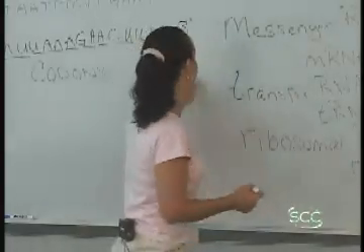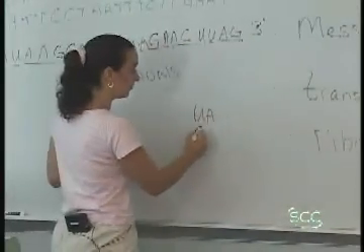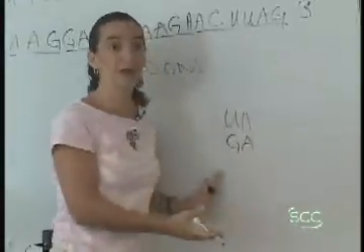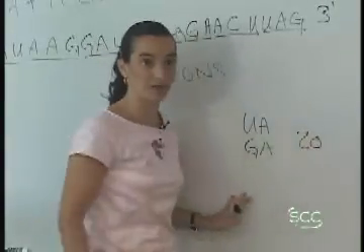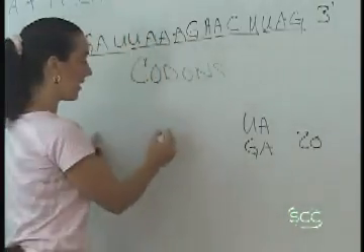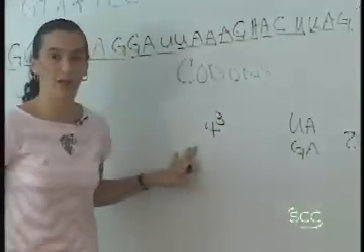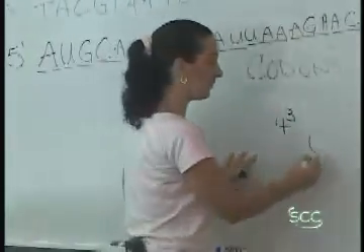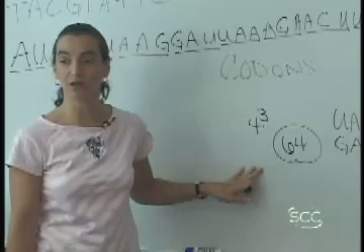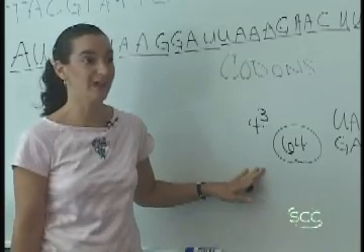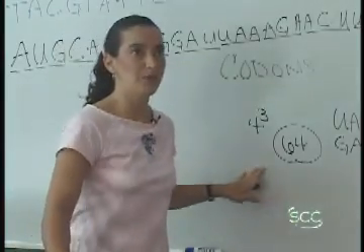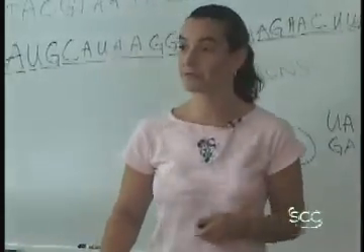But if I had two-letter words, I only have 16 possible combinations, which does not account for all 20 amino acids. Does that make sense? Okay? So that doesn't work. If I had, however, the three-letter words, how many possible combinations? There's 64 possible combinations now. So that allows me to have all 20 amino acids, but it actually allows me to have all 20 amino acids about 3 times each. Okay? And this leads to basically redundancy when it comes to the genetic code.